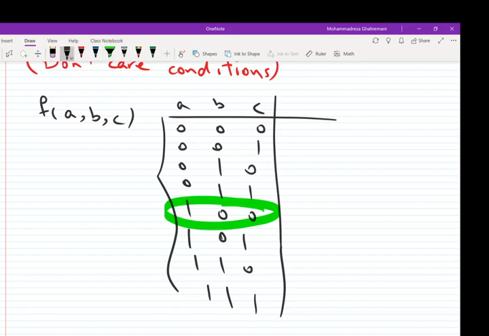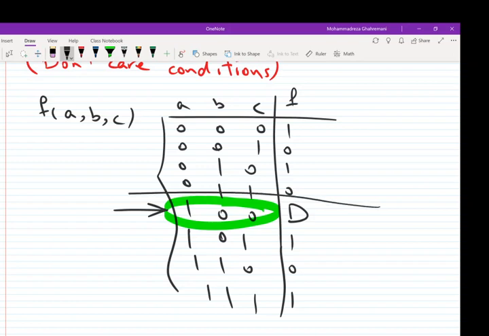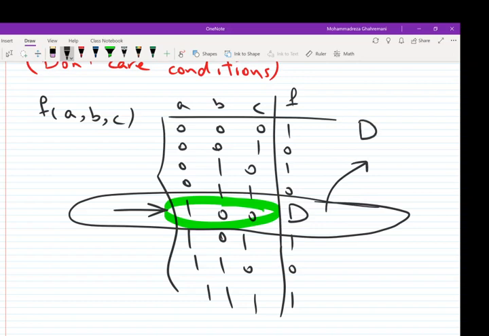So for example, if A is 0, B is 0, C is 0, it's just an example, the output is 1, 0, 1, 0. But this combination, because it cannot occur, we say we don't care what the output of this combination is, because it's not possible to happen, and the other combinations which are possible have their own output. So we call these conditions don't care. We show don't cares with capital D, lowercase d, or x.